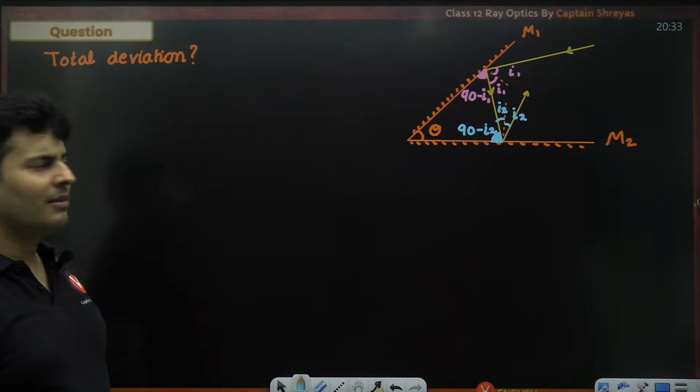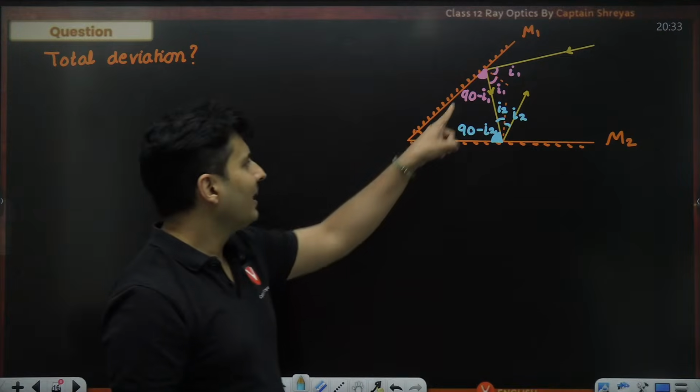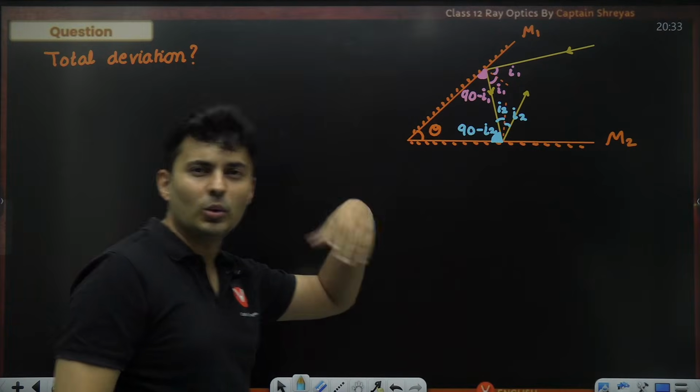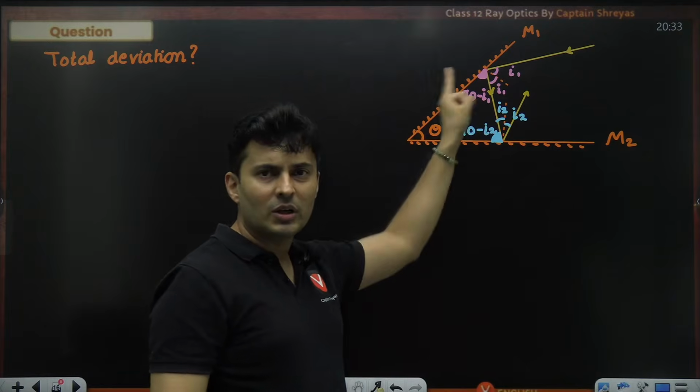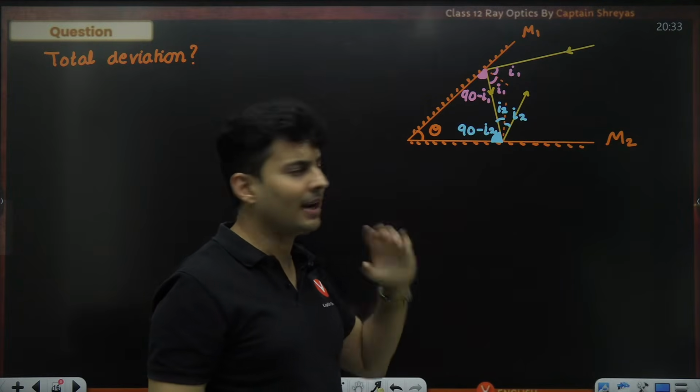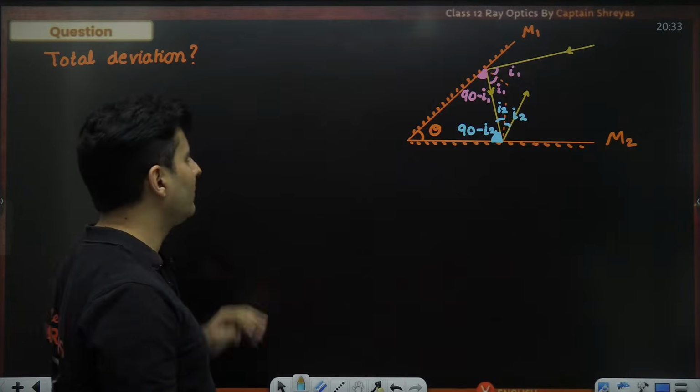You might be wondering, why are we doing this exactly? So that I can find a relationship between I1 and I2 in the final steps. And why can I find the relationship? Because they are internal angles of a triangle. That's the thought process that I have used.